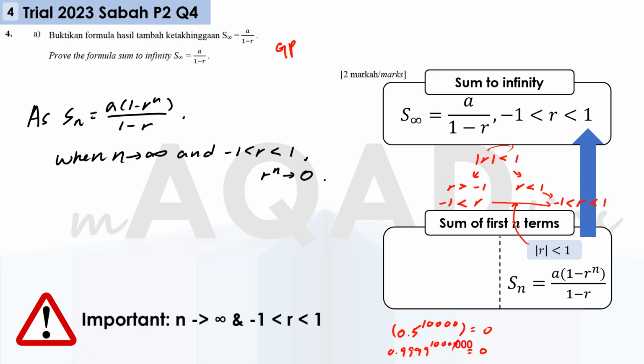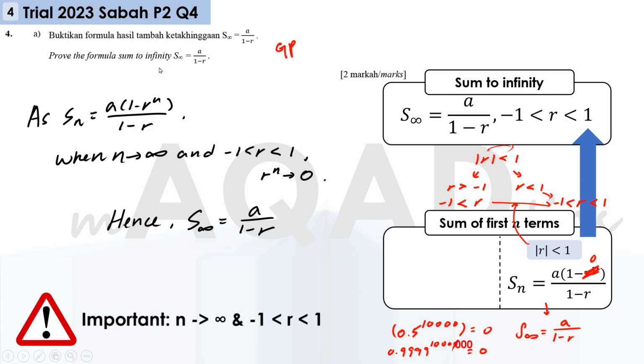So if this part becomes 0, technically 1 minus 0 will be 1, and 1 multiplied by a will be a. So if our n becomes infinity, the numerator would be only a, and the denominator doesn't change. You can see that this part and this part are exactly the same. So we can just say that hence S infinity equals the formula.